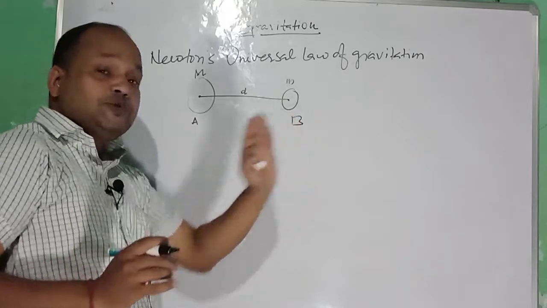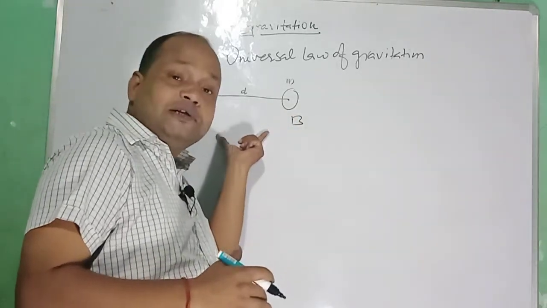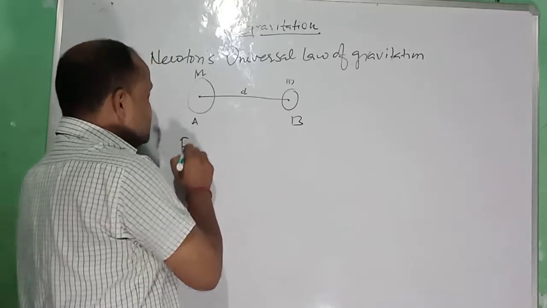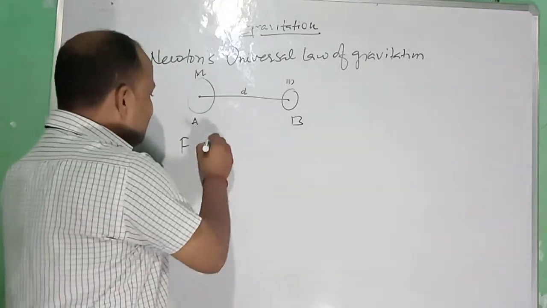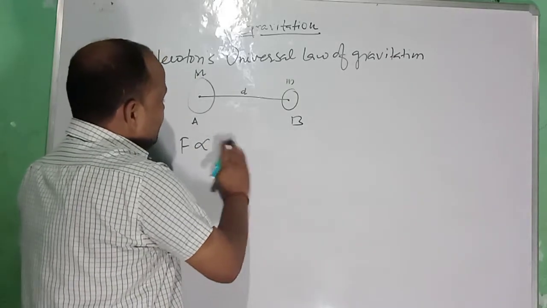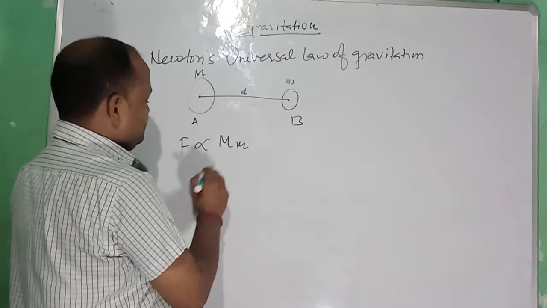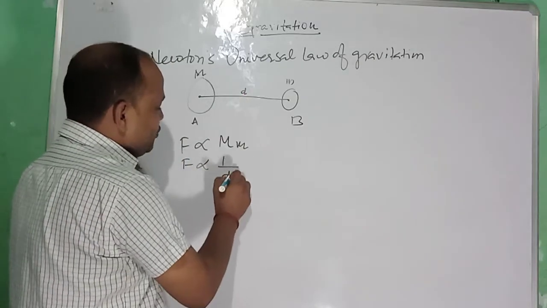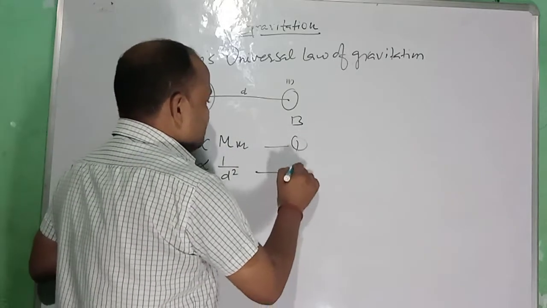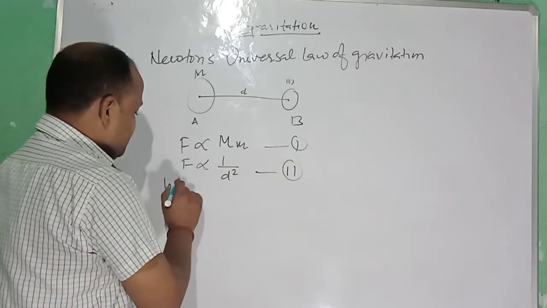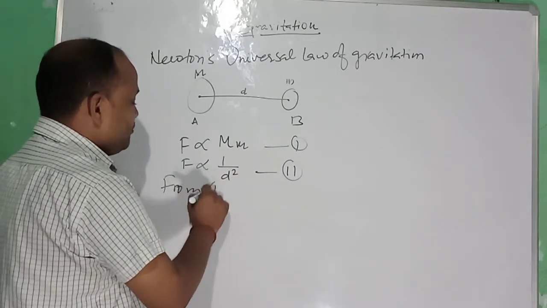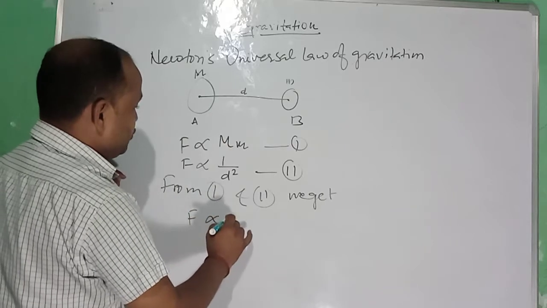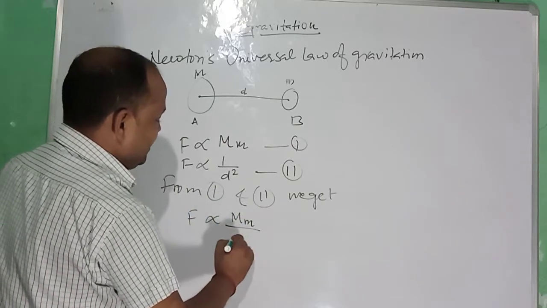Now, in this situation, what is the force of gravitation which exists between these two bodies? According to Newton's universal law of gravitation, the force of gravitation between these two bodies is directly proportional to the product of their masses, that is capital M and small m. You can also write m1, m2, the same thing, and the force is inversely proportional to the square of the distance between them. So these are the two equations. Now from 1 and 2, combining them, we get F proportional to M m by d square.